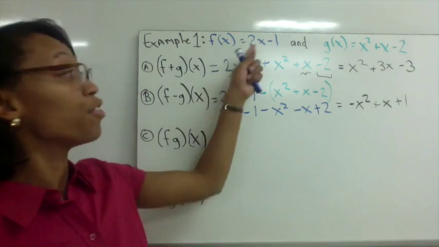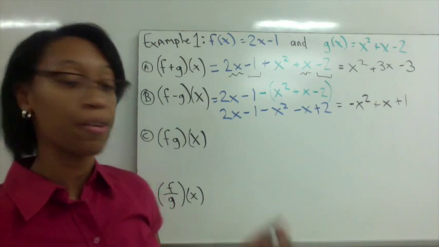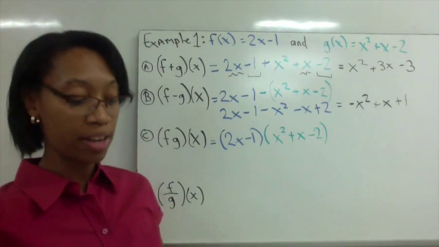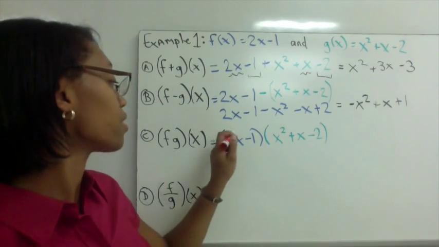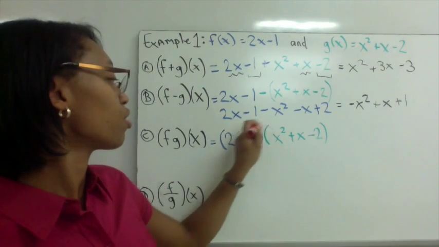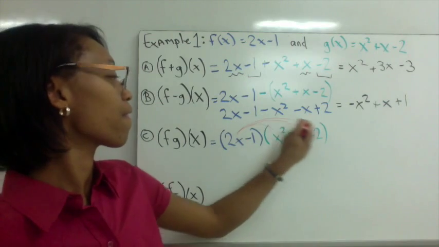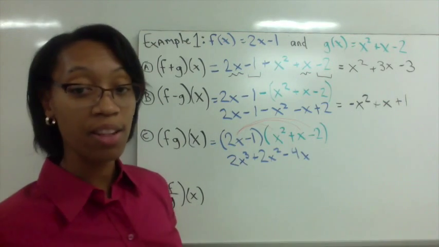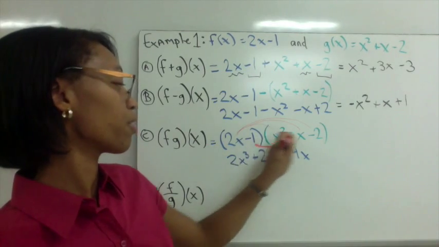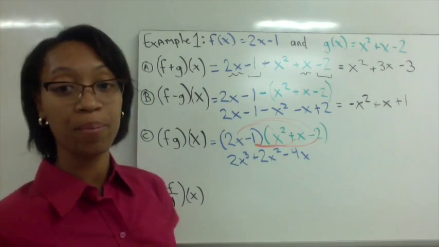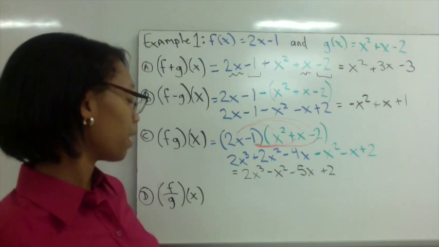Now we have the two things multiplied together. Let's go ahead and distribute. I have to distribute the 2x to each part first. Now let's distribute the negative 1 to each part. And that's my answer for multiplying.